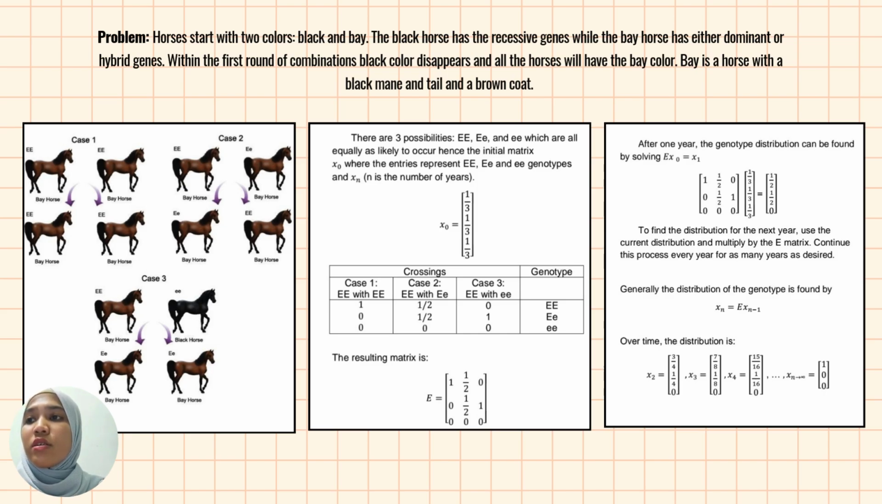All the cases we will multiply with X naught. X naught is the three possibilities of the alleles which are likely to occur, hence the initial matrix at 0, where the entries represent double capital E, capital E small e, and double small e genotype, and Xn, where n is the number of the year, by using the formula Xn equals E Xn minus 1. So we use this formula to calculate the next generation.